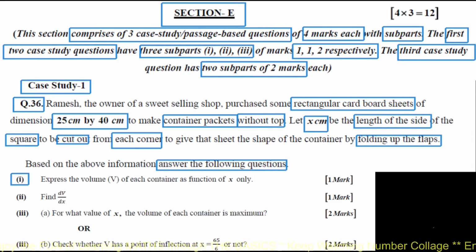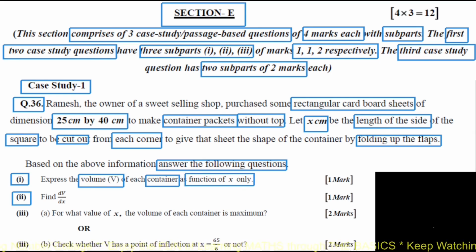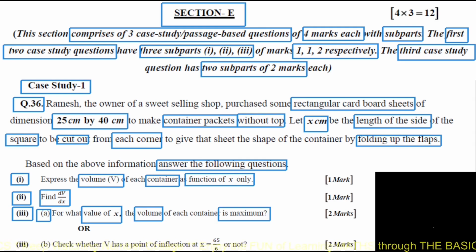Number 1. Express the volume V of each container as a function of x only. Number 2. Find dV by dx. Number 3. A. For what value of x the volume of each container is maximum. And there is an option to this question, B, where we have to check whether V has a point of inflection at x equals 65 upon 6 or not.